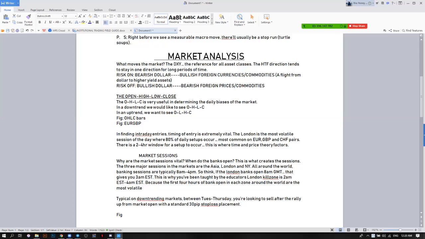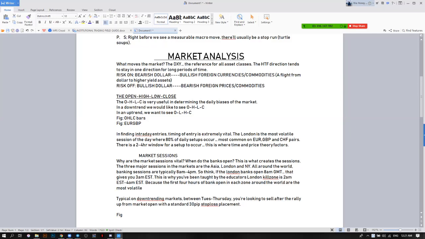So now, in finding intraday entries, timing of entries is extremely vital. The London session is the most volatile session of the day, where 80% of daily setups occur. This is most common on Euro, Pound, and Swiss franc pairs.